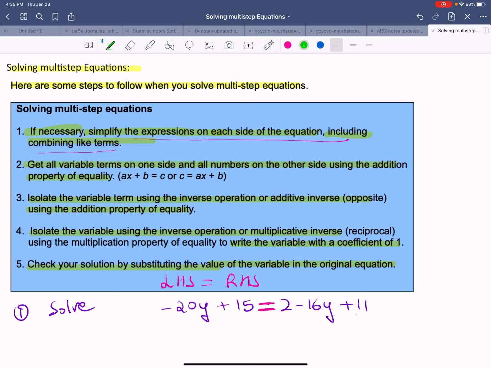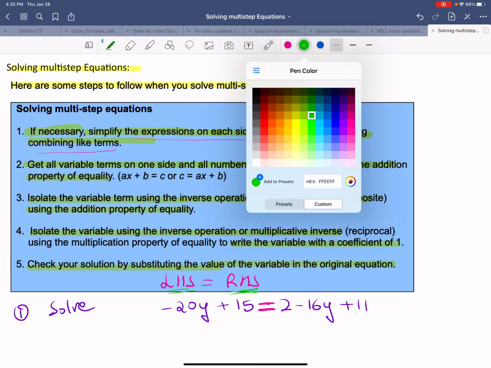Second, once you have done that, your goal is to bring all the variables on one side and take all the numbers onto the other side. And then the next step would be isolating the variable. So read these steps, and the last step is to check your solution. When you plug the value of the variable back into the original equation, the left-hand side and right-hand side should be equal to each other. If they're not equal to each other, that means we've made a mistake somewhere. We need to go back and fix our work.